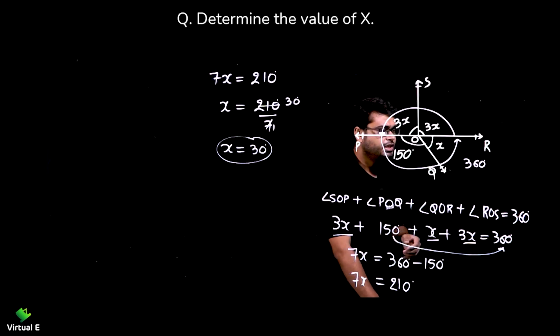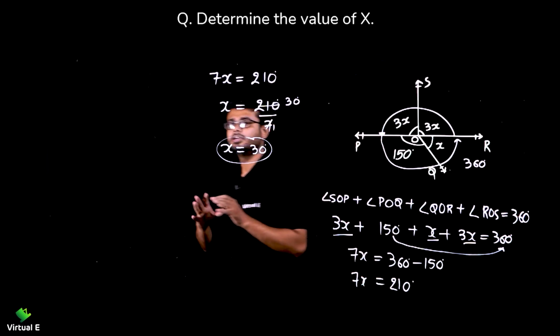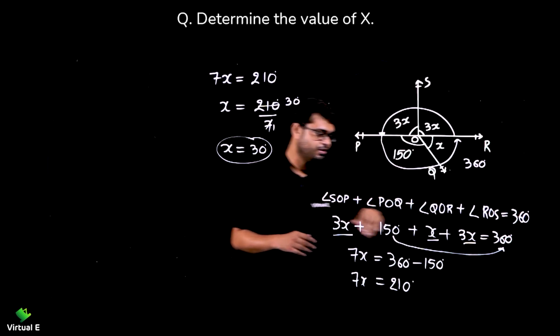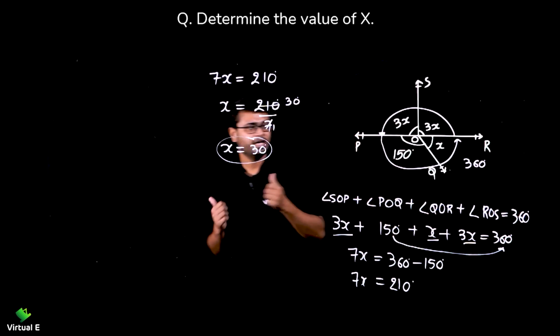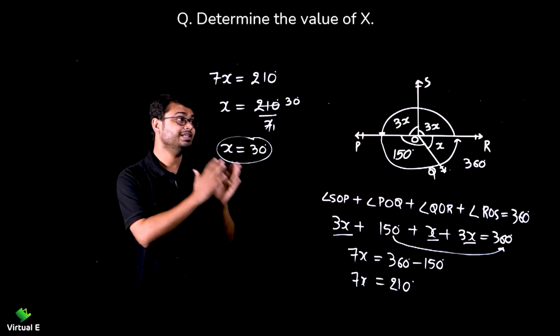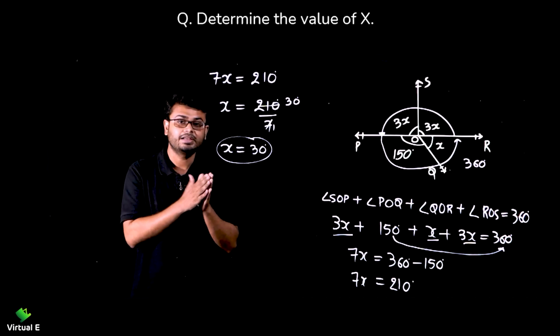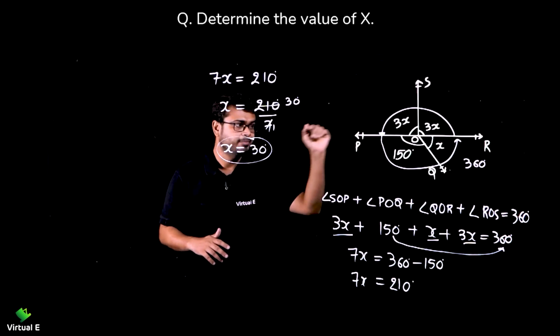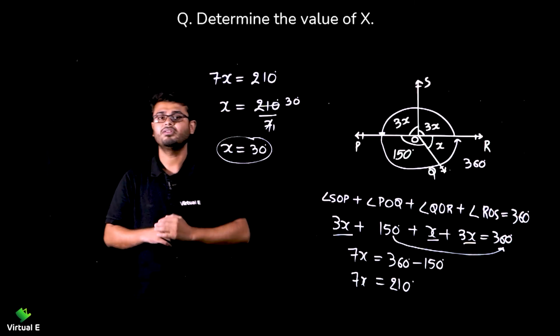You just use the concept of the complete angle. You add all the angles that you have, right? You just solve the linear equation in one variable and we get the value of x. Remember, if it is not given that this is a straight line or 90 degrees, something like that, then please don't use it. Use the concept of the complete angle. So this is how we find the value of x.